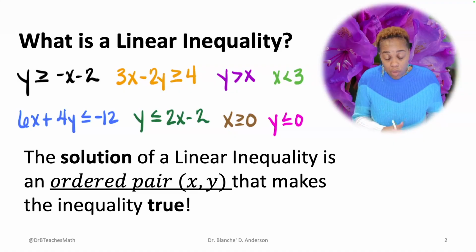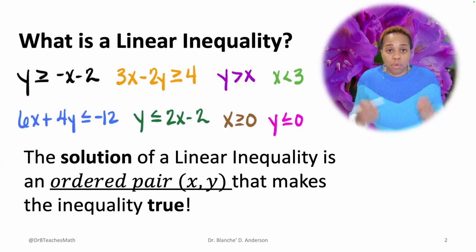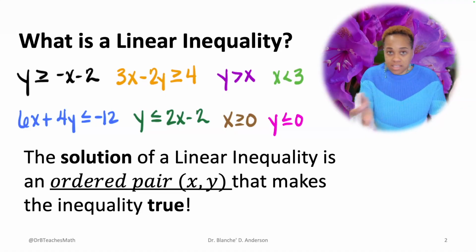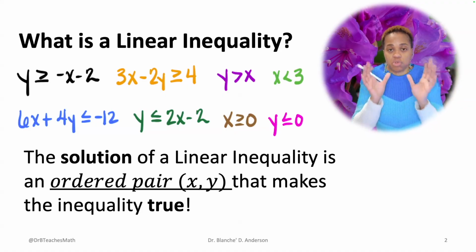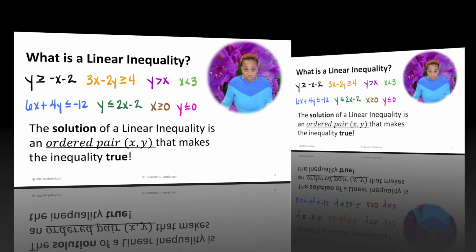So for linear inequalities, the solution is an ordered pair, but the ordered pair has to make the inequality true. With linear equations, it was something equals something. Well, this one is going to be something's less than or equal to, or greater than or equal to. You have to make sure that the ordered pair makes the entire inequality true.